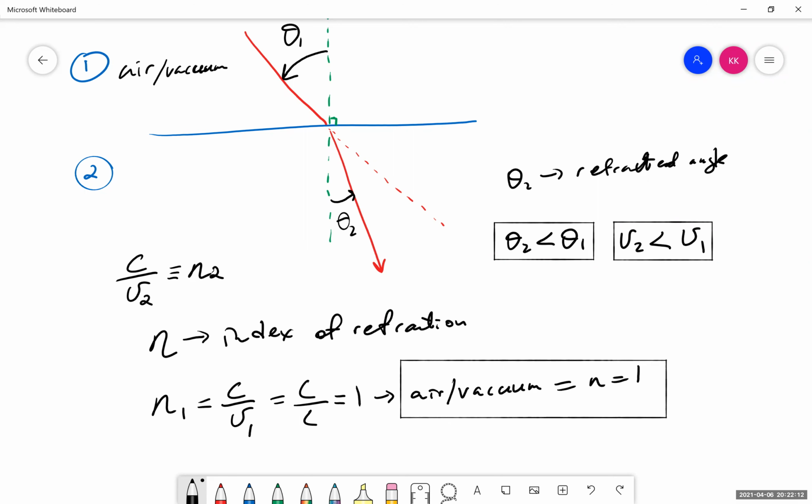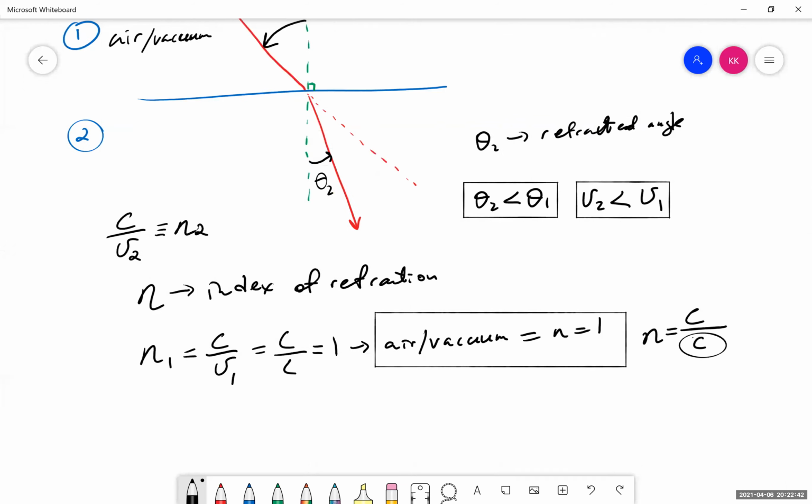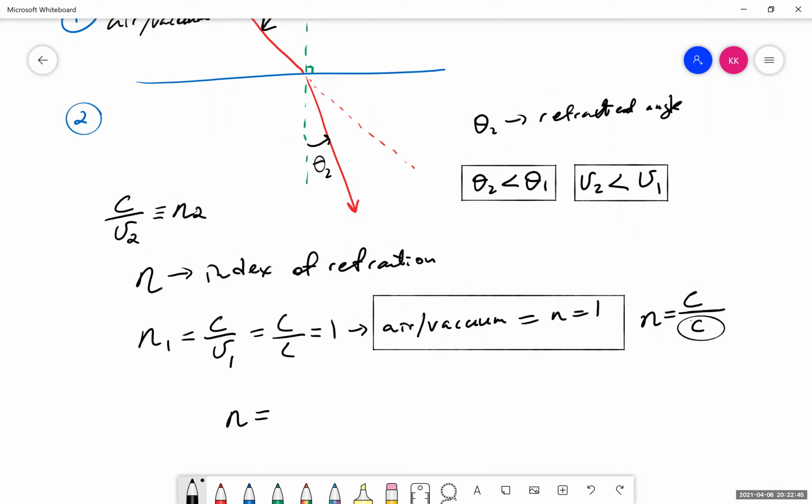You can think of it in terms of velocity, right? If you compare the speed of light over the velocity in this particular medium, the speed of light over the speed of light in vacuum gives you 1. Everywhere else, when it's more dense, even slightly more dense, the light will slow down. So in the denominator you're going to get a smaller number, and a smaller number will give you a higher index of refraction. That means this is one of the ways we can find the index of refraction, where n is equal to c divided by the velocity in this particular medium.